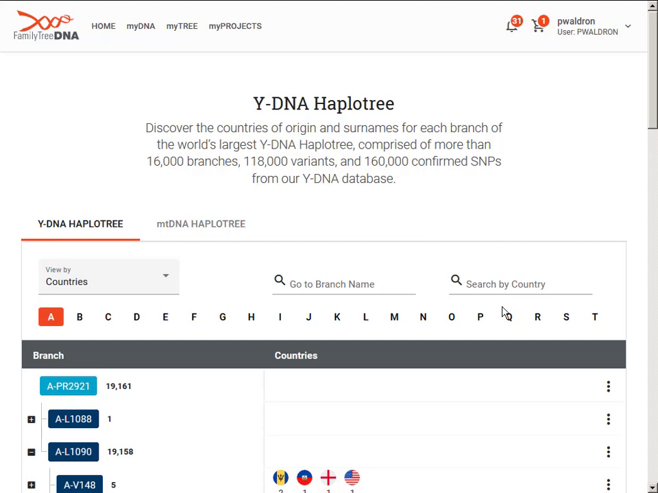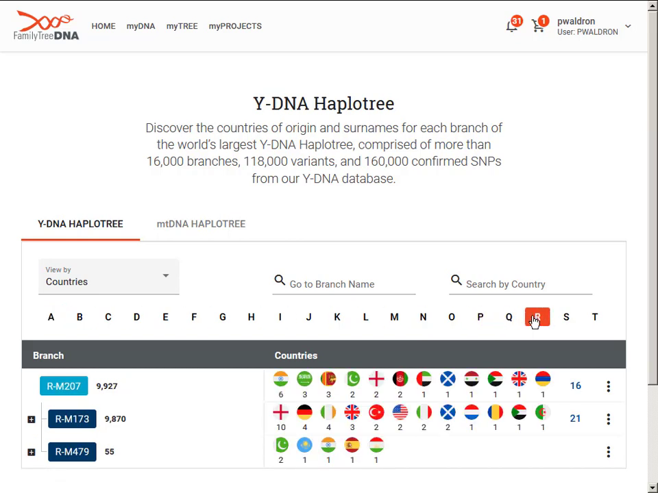And this is the tree that Family Tree DNA publishes. Most Irish men are in the OR branch of the original tree, and that has split again with more mutations. The numbers there tell you the number of customers of Family Tree DNA on each branch. So there's 9,870 on the M173 branch.